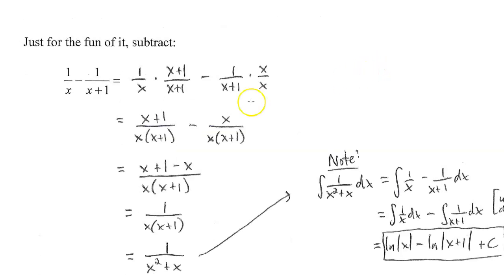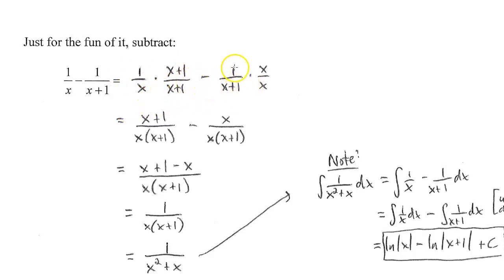Well, just for the fun of it, let's subtract these two fractions here, 1 over x minus 1 over x plus 1. Now remember, if you want to add or subtract fractions, you need to get a common denominator. So if you wanted to do 1/4 plus 1/6, you'd have to get a common denominator of, say, 12 or 24. You can always get a common denominator by just multiplying the denominators together. So that's what we're going to do here. We're going to take 1 over x and multiply it by x plus 1 over x plus 1, right? That's really just 1. So this whole thing is the same thing as just 1 over x.